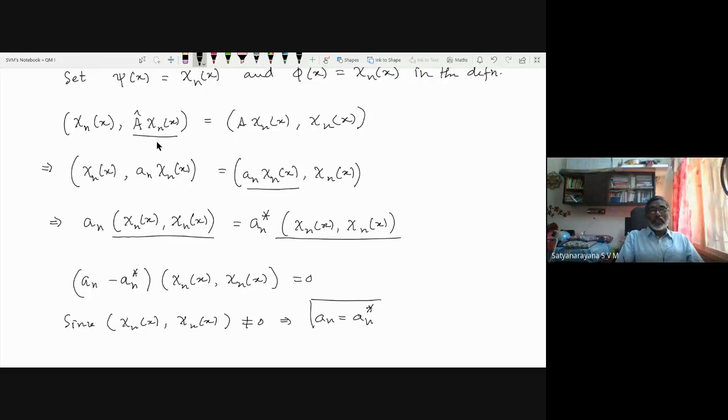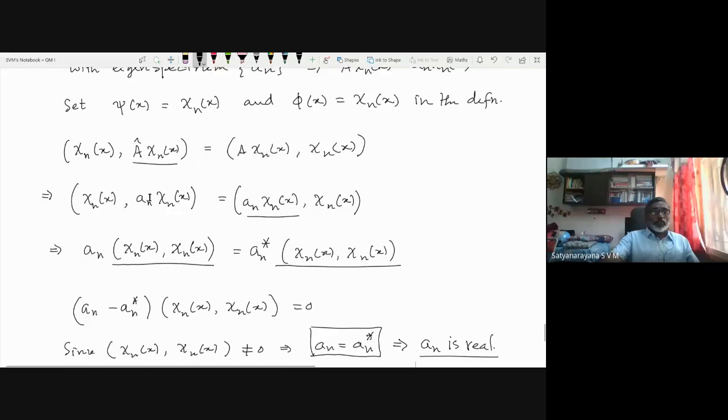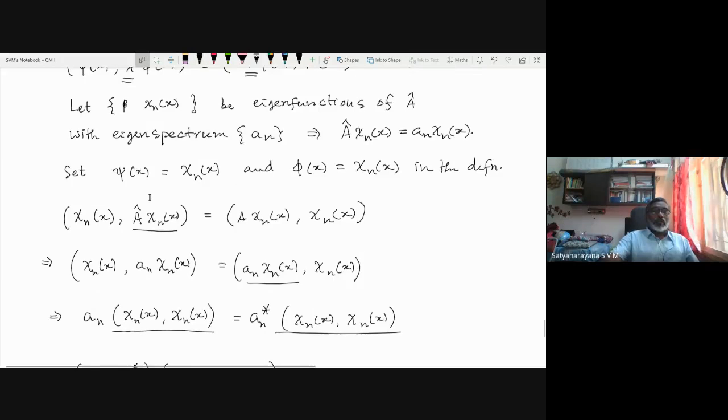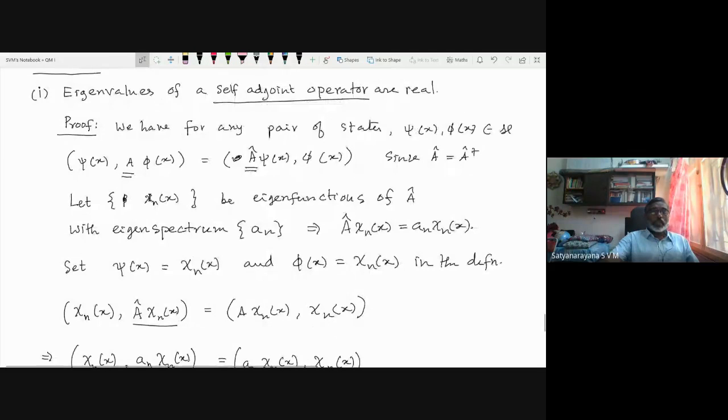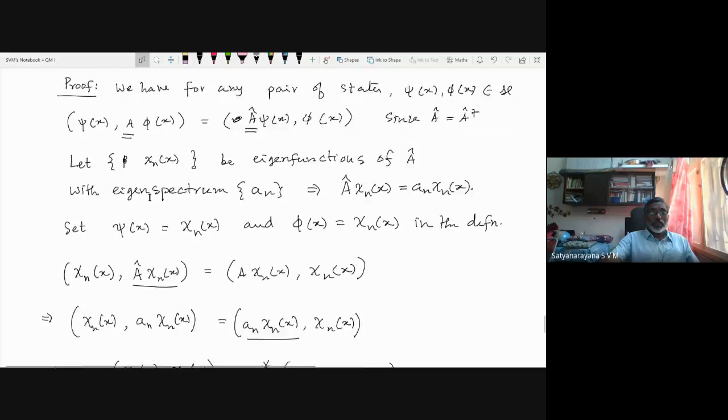So a n is equal to a n star means what? The eigenvalue is equal to its complex conjugate. It implies a n is real, and n is arbitrary, therefore all the eigenvalues of a Hermitian operator are real. So this is the proof of statement 1. The eigenvalues of a self-adjoint operator are real.